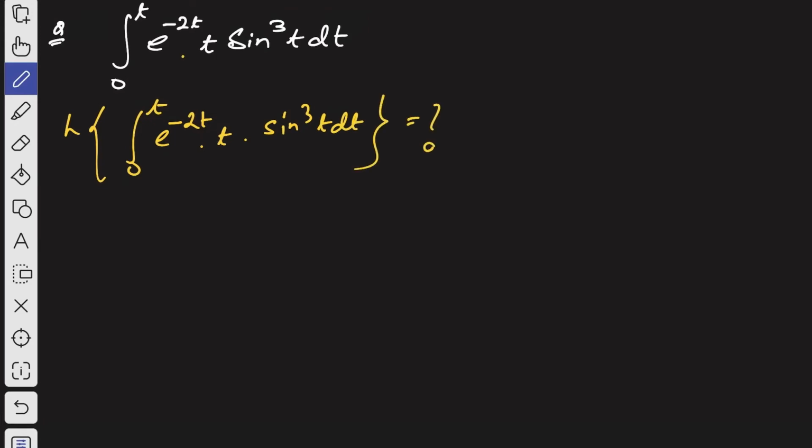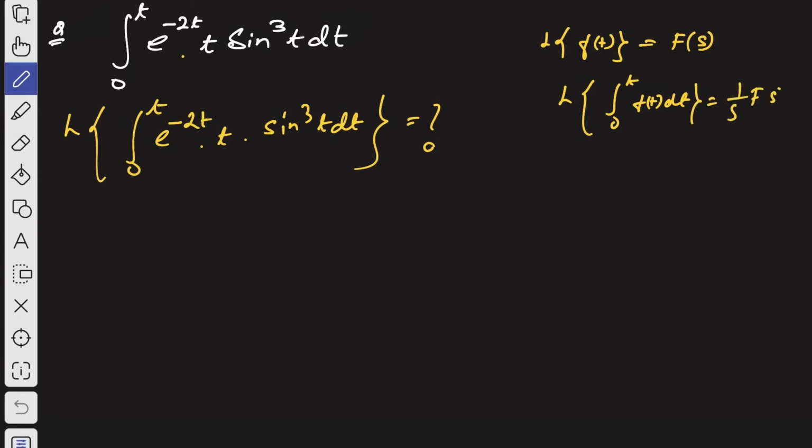So we need to find the Laplace transformation of this function. Here, we know that if the Laplace transformation of f(t) is F(s), then the Laplace transformation of the integral from 0 to t of f(t) dt is given by (1/s) F(s). So to apply this theorem, we are going to consider this part as f(t).